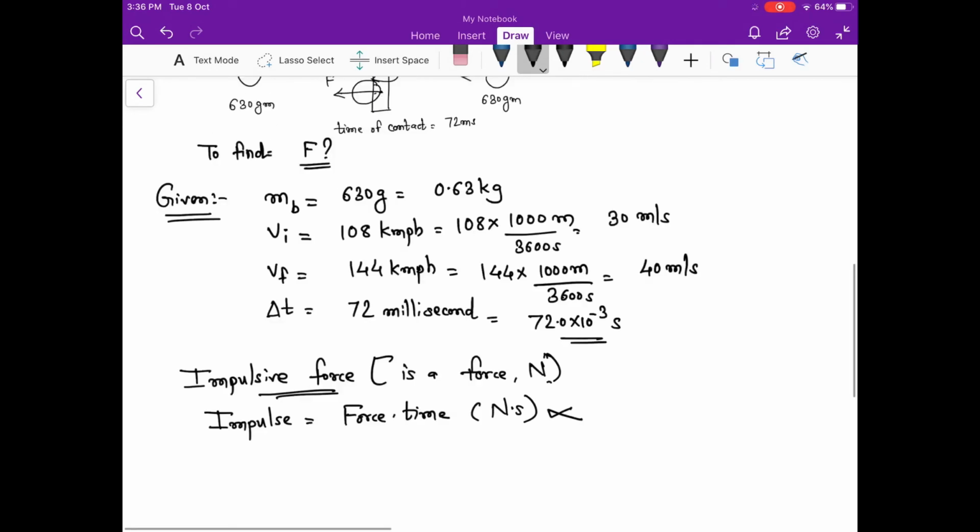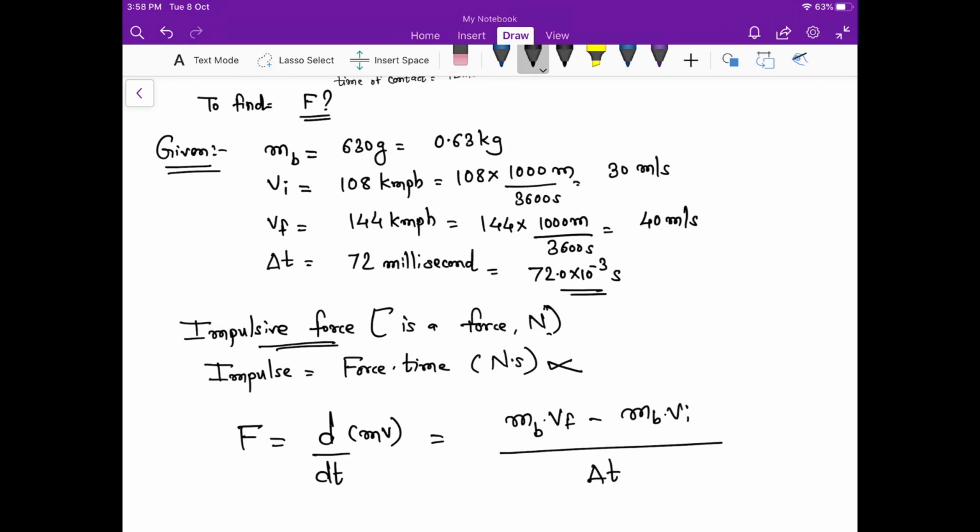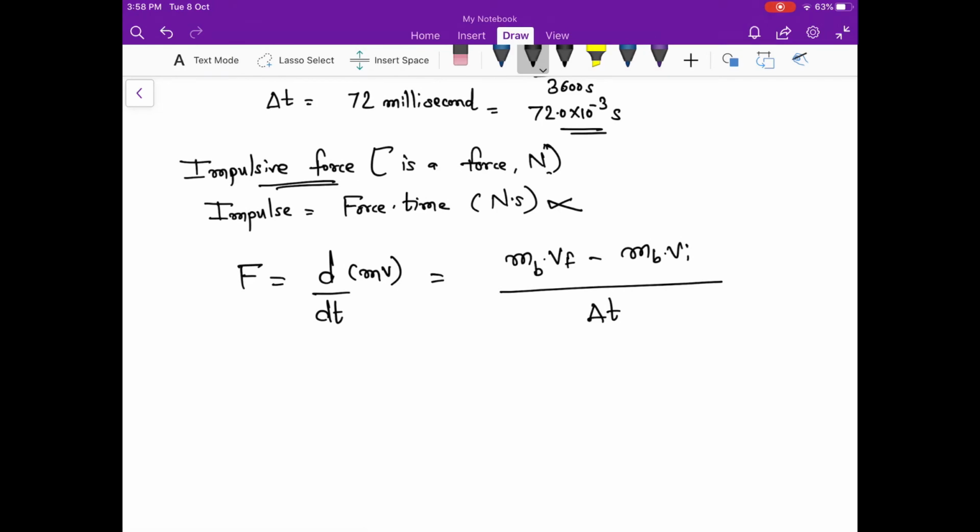And the second formula that I told you to remember for these problems is the second law of motion. Even if you remember only the second law of motion, that is sufficient. So I'll write the second law of motion: force is equal to the rate of change of momentum, and I will expand that as mass of ball into v final minus mass of ball into v initial, divided by delta t. Now putting in all the values, this F is what we need to find.